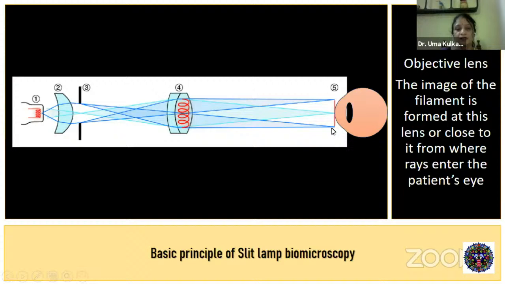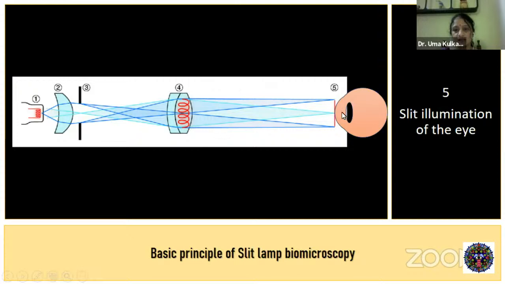So this is the slit illumination of the eye. So very simple. The illumination system consists of this lens, the collimator lens, the bulb, the collimator lens, the slits and the diaphragms, the filters, the projector lens, and lastly, it falls on the eye slit.